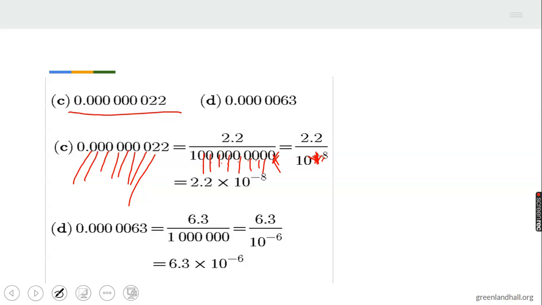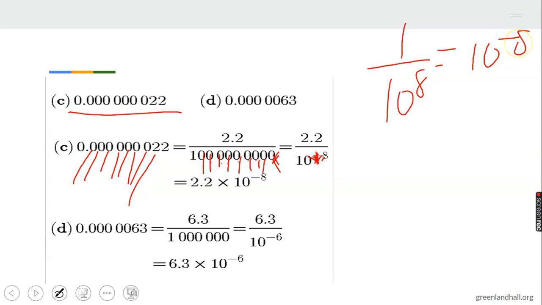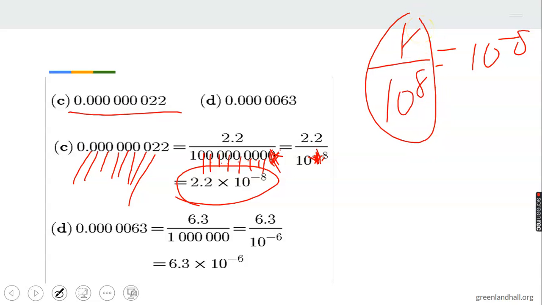Now, 1 over 10 raised to power 8 will be equal to 10 raised to power minus 8. That is why we have 2.2 times 10 raised to power minus 8. Just count your zeros. How many zeros do you have there? It should be 8 and not 9. And this one should be 10 raised to power 8 and not minus. It is when you introduce minus that the 1 over will go away.